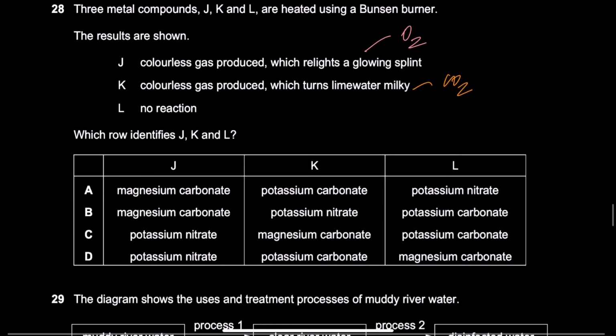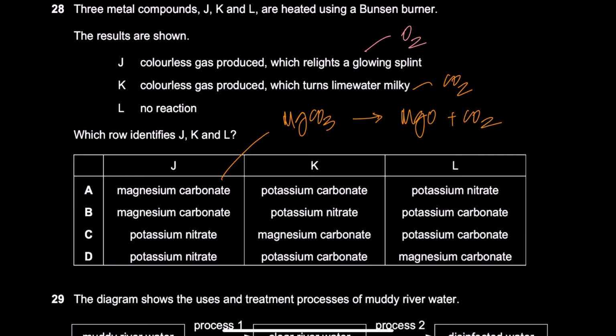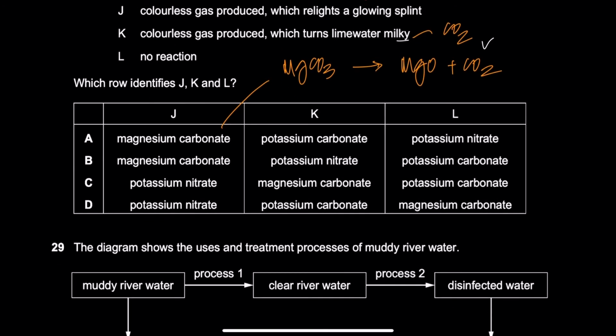Which row identifies J, K and L? So J cannot be magnesium carbonate, because when you heat magnesium carbonate, it thermally decomposes to form magnesium oxide and carbon dioxide, right? So that's K. K should be magnesium carbonate because that's giving carbon dioxide. So K is magnesium carbonate, therefore this is wrong, this is wrong, this is wrong, because K can only be magnesium carbonate right here. C is the right option.